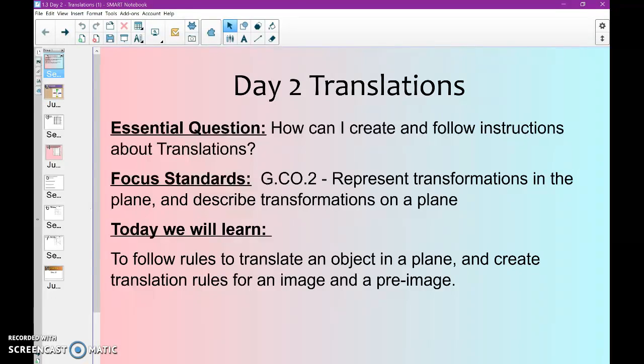So what we're going to talk about in this lesson is how to read the directions that it gives you, because it's written in a different way than what we would normally see, and how you put that into a graph format. So our focus on this one is just translations and using the rules for that.